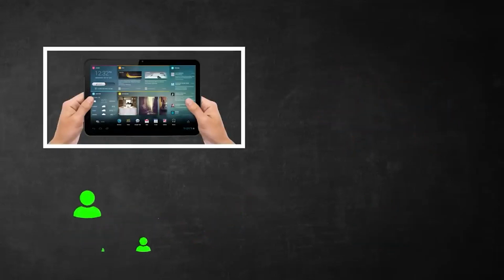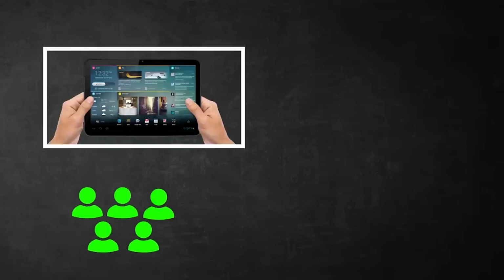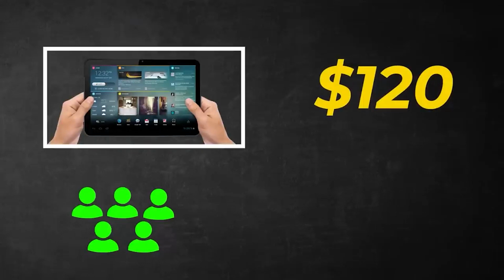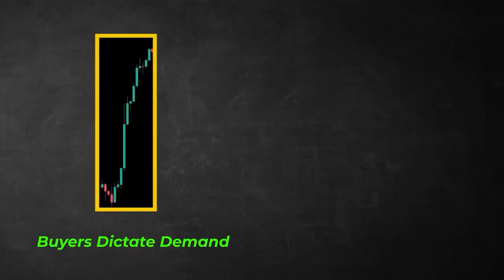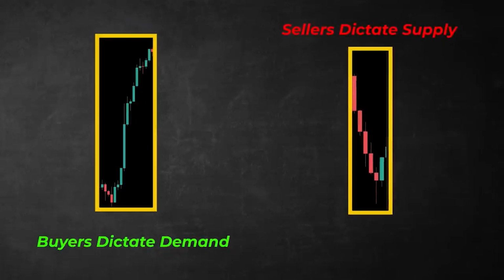Conversely, if there are more buyers than the tablets that are being produced by the company, the prices will rise because there is a lot of demand in the market. So we can say that these two things are very prominent in supply and demand. Number one, the buyers dictate the demand in the market and the sellers dictate the supply in the market.